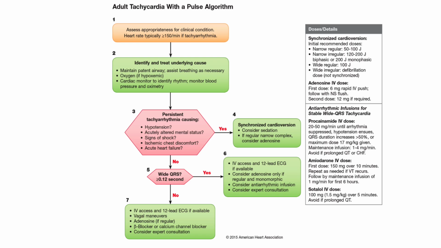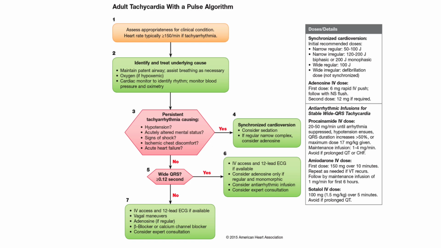Here we assess the appropriate clinical condition, heart rate typically more than 150 beats per minute. If tachyarrhythmia is there, identify and treat the underlying cause, maintain patent airway, assist breathing as necessary, oxygen if patient is hypoxemic. Cardiac monitor is applied to identify rhythm, monitor blood pressure and oximetry. If patient has a persistent tachyarrhythmia causing hypotension, acute altered mental status, signs of shock, ischemic chest discomfort, acute heart failure, means patient is unstable, we can give synchronized cardioversion. We have to consider sedation before giving synchronized cardioversion. If regular narrow complex tachycardia is there, we can consider adenosine also.